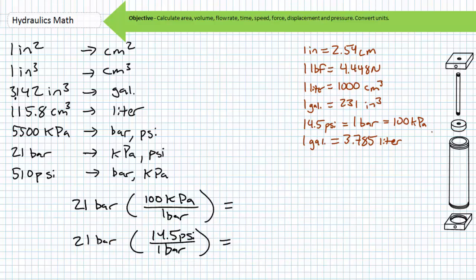Our next example problem is kind of a remix of the preceding example with slightly different lyrics. It's asking us to convert a quantity of 21 bar to both kilopascals and psi. To convert to kilopascals, the unit we want is kilopascals, so it goes on top. The unit we don't want is bar, so this goes on the bottom. The units of bar cancel out, and we're left with the number 2,100 kilopascals.